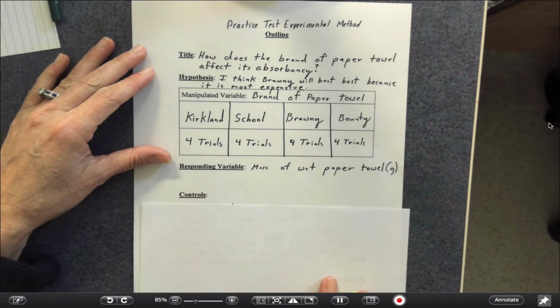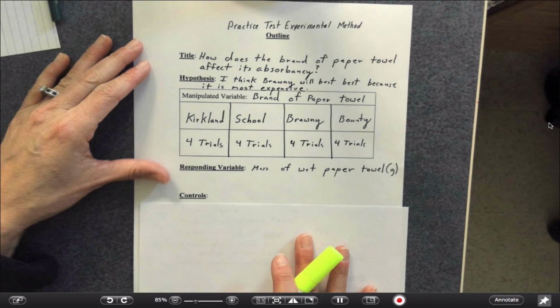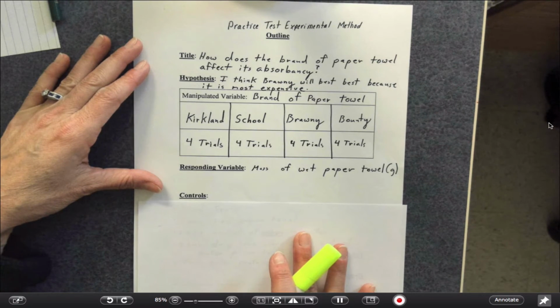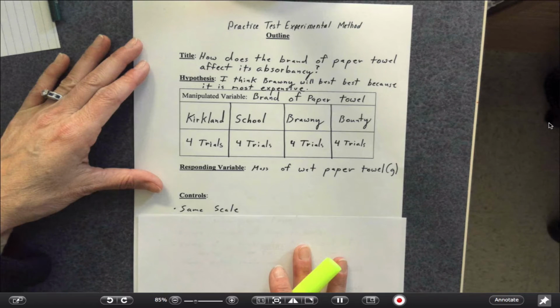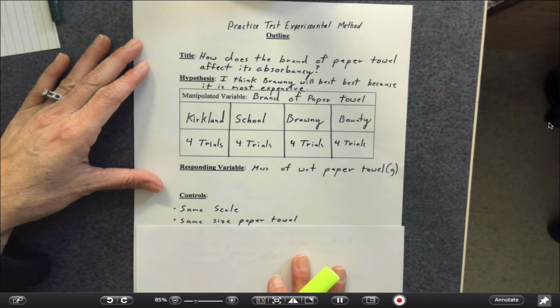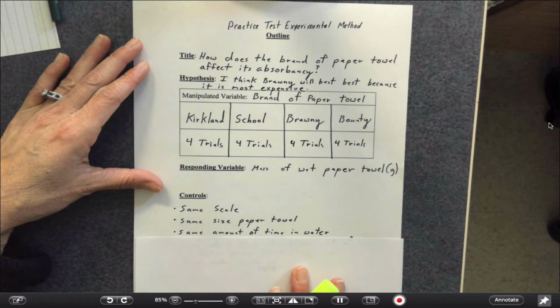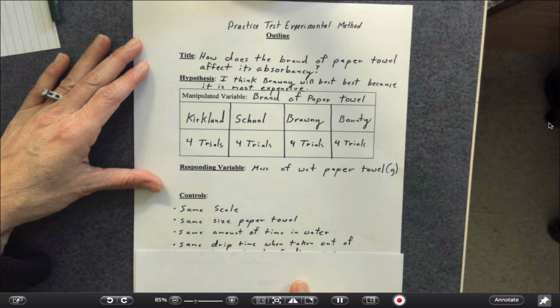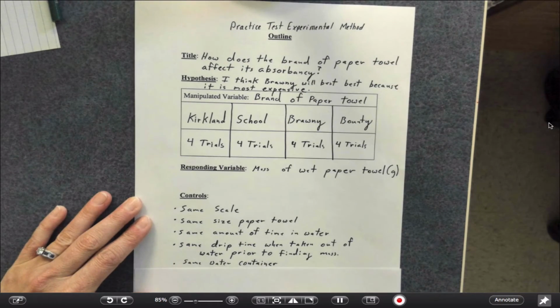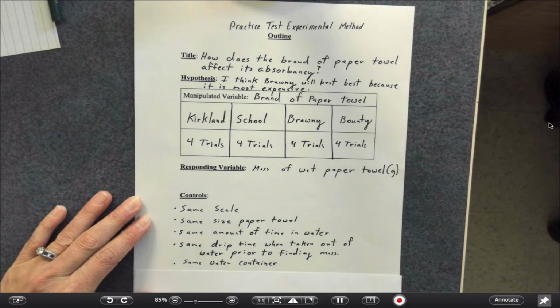And then some controls that we need to think about as we conduct this experiment so that everybody conducts it the same. That we're using the same scale to measure the weight of the paper towel. That we're using the same size paper towel. The same amount of time for the paper towel to be submerged in water. The same drip time when we take it out of the water prior to finding the mass. And then finally, we want to use the same water container.